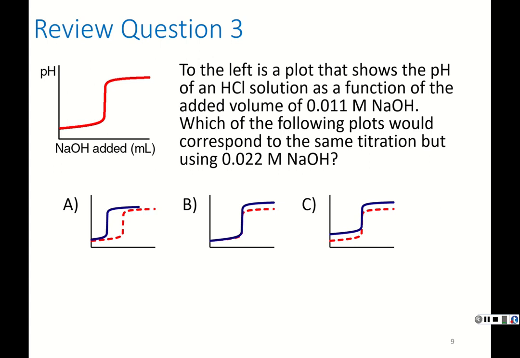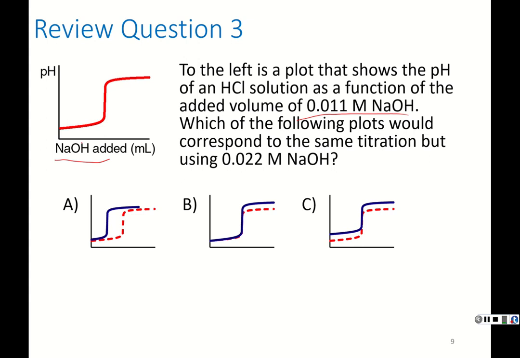Okay, so on the third question, we have a pH versus a base added on the x-axis. So this is a titration curve. So this is showing a solution of HCl that is being titrated with 0.011 molar NaOH. Okay, which of the following plots corresponds to the same titration but using double the concentration of the base?